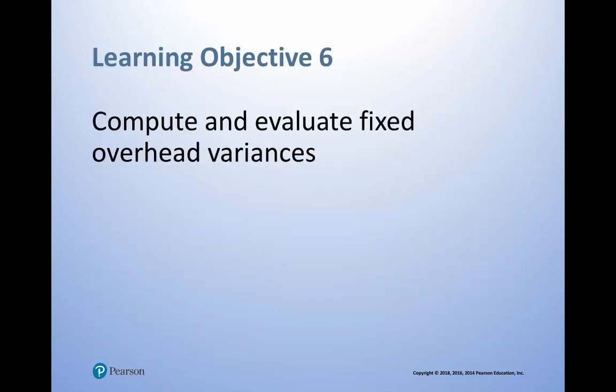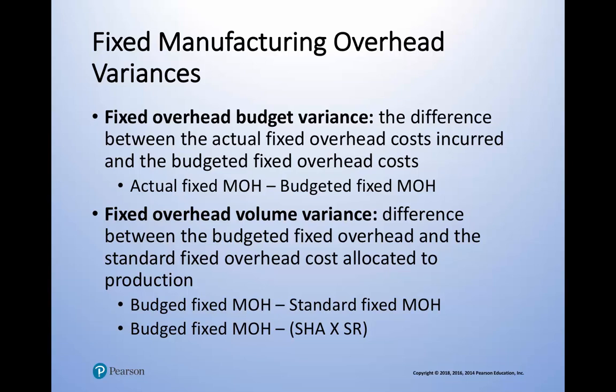So last, and this one, just be aware, really, and for your homework and for your quiz, you might see it. On the exam, it would just be aware that we also have these variances for fixed manufacturing overhead. So we have our fixed manufacturing overhead budget variance. That's the difference between the actual fixed manufacturing overhead cost incurred and the budgeted fixed manufacturing overhead cost. So you have our actual fixed minus budget.